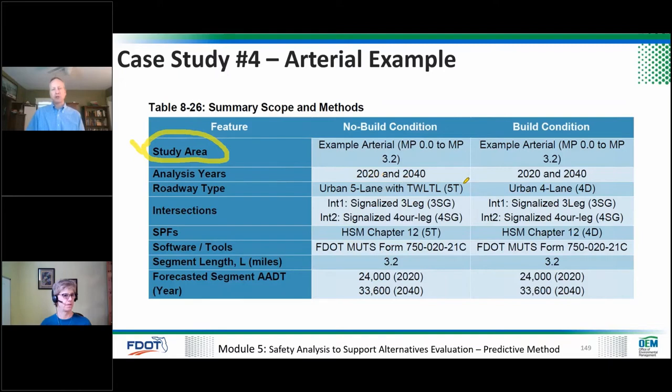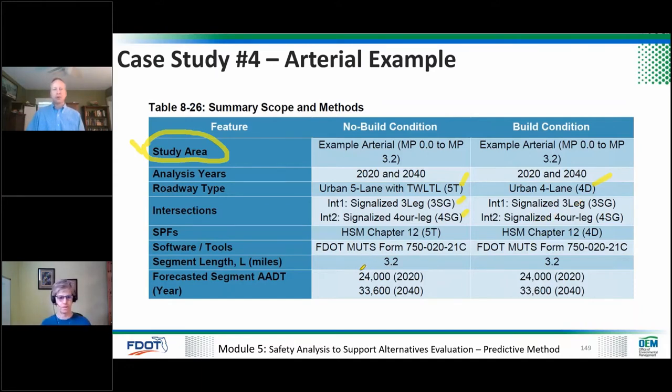We're going to use the urban 5-lane with 2-way left turn lane, the 5T, for the no build, and urban 4-lane divided, 4D, for the build. And then we've also got 2 intersections. So unlike the prior one, now we've got to call out the intersections. One's a 3-legged intersection, one's 4-legged. They're both signalized. And so the build and no build SPFs are actually the same. The assumption here is that the turn lanes that are there are there in the build and in the no build, so no difference.